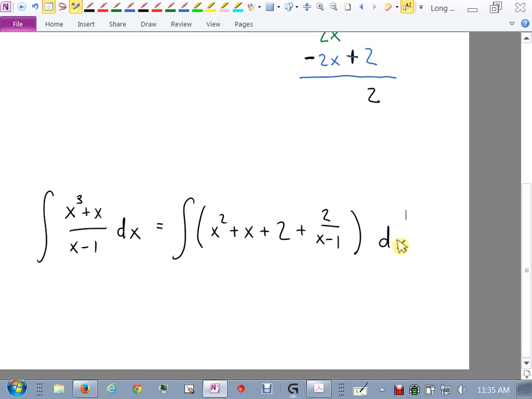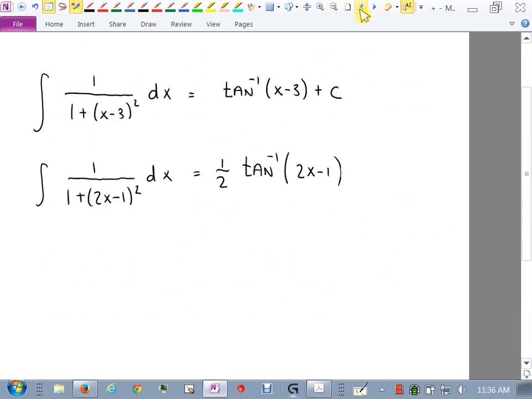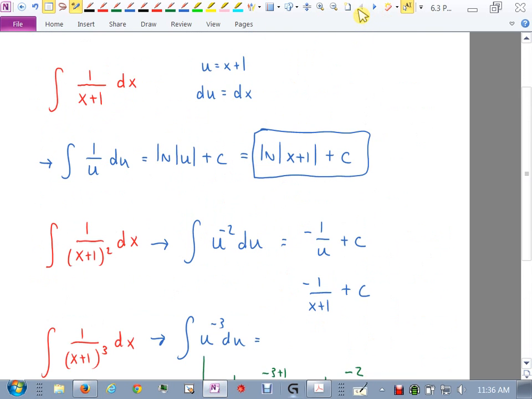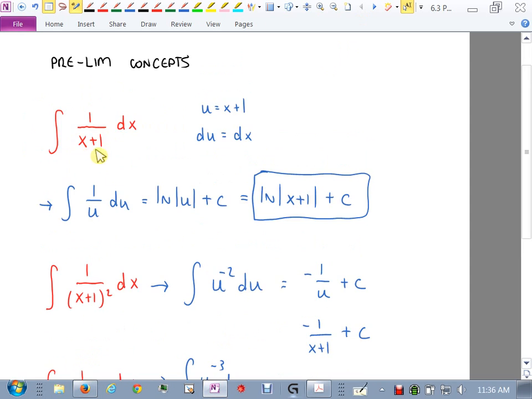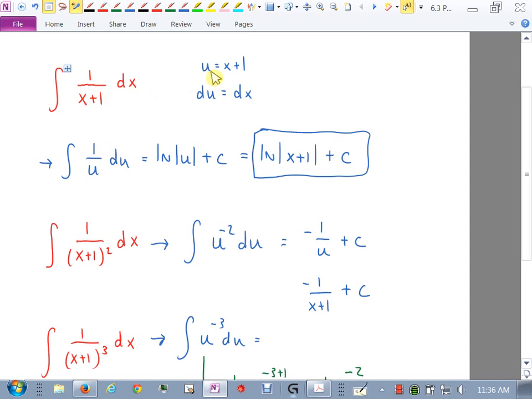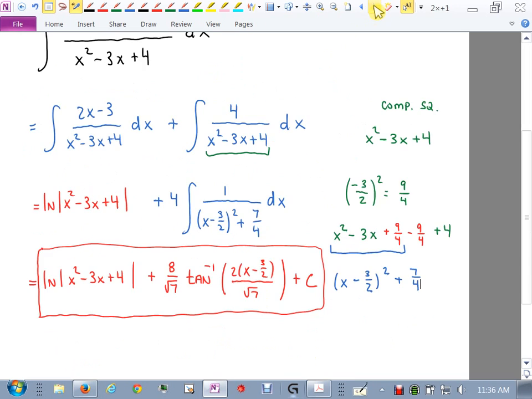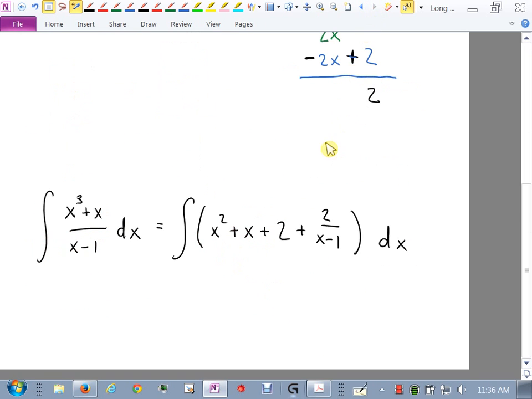yep, what would that be? That's right. Remember this, right? We said if we have something like that, it's just natural log. So natural log of x minus 1. That's what we get there. So our answer here would be 1/3 x cubed plus 1/2 x squared plus x plus natural log of x minus 1 plus a constant. See that?